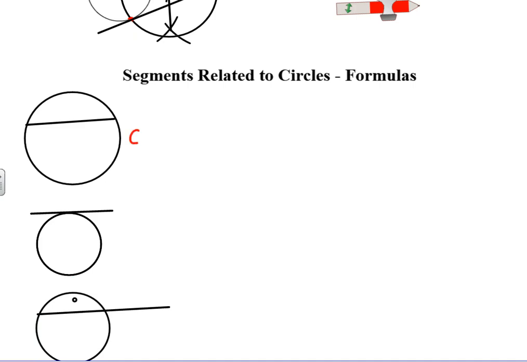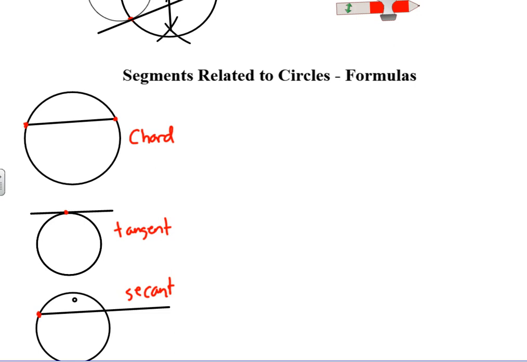So chord, tangent, secant. The chord has two endpoints on the circle. The tangent touches the circle at one and only one point. The secant has one endpoint on the circle and extends outside of the circle.